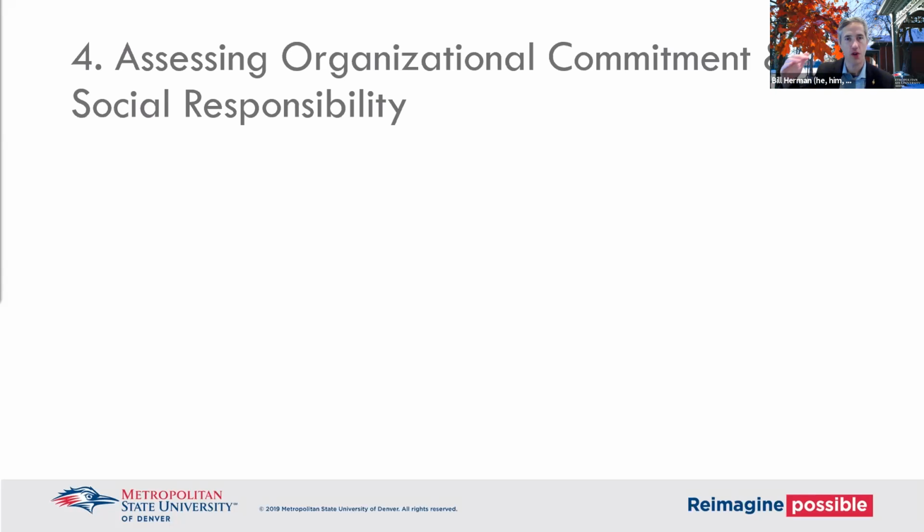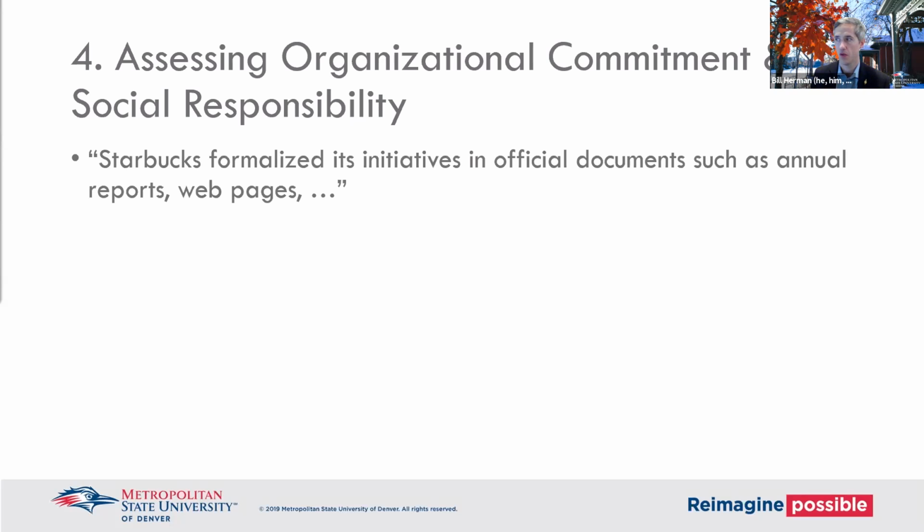The next thing you have to do now is where the rubber really meets the road, which is assessing organizational commitment and social responsibility. So for instance, the book talks about Starbucks. And they formalize their initiatives in official documents such as annual reports, web pages, etc. That's, like Simona said, the easy part of the answer.